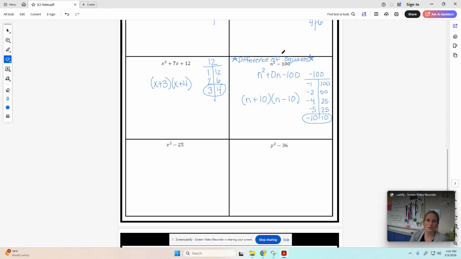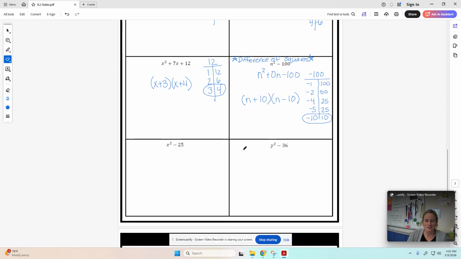If you can get to a point where you recognize when it's a difference of squares, because, oh hey, the first term is squared, there is no middle term, there is no term with n to the first power, and my last number is a perfect square and it is subtracted, you don't have to do all of this factor listing. It's a little bit quicker to jump to there.